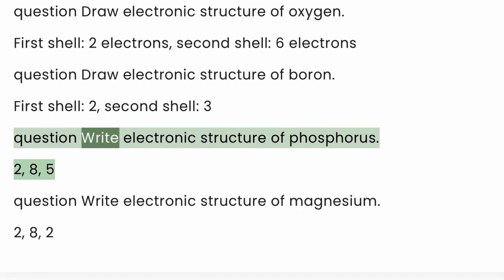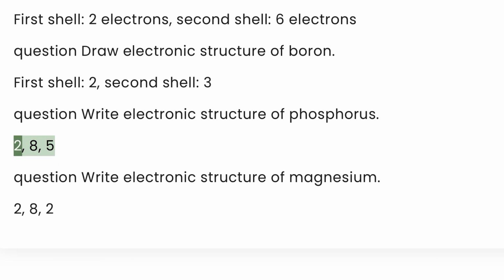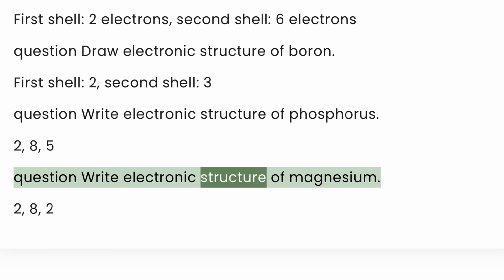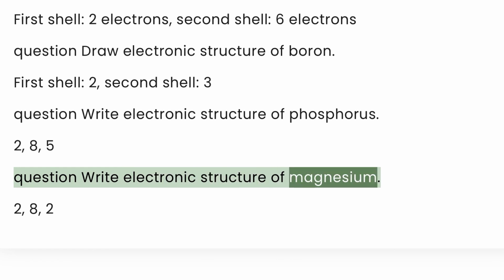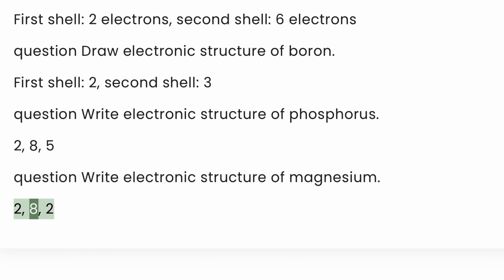Question. Write electronic structure of phosphorus. 2, 8, 5. Write electronic structure of magnesium. 2, 8, 2.